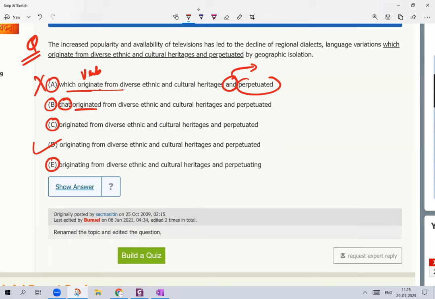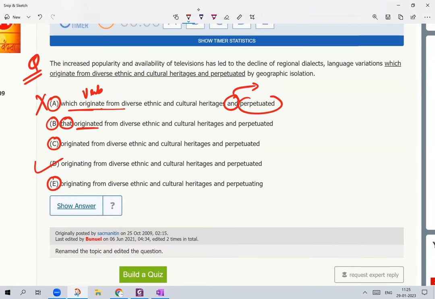So if at all you understand what is intention, what is non-intention, what is the essential part, what is the non-essential part, option A is gone straight away because they are using a verb. Option B is gone too. This is using a verb, so straight away gone. Now come down to C, D, and E. Originated from diverse ethnic group and perpetuated. Now this is a place where you have to think. Is originated the right adjective or is perpetuated the right adjective?